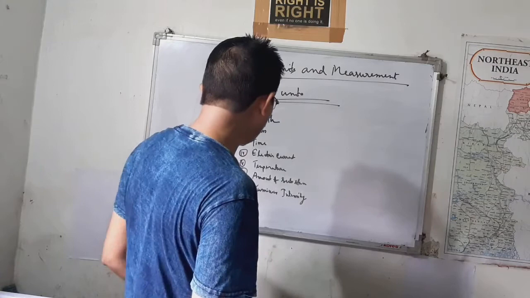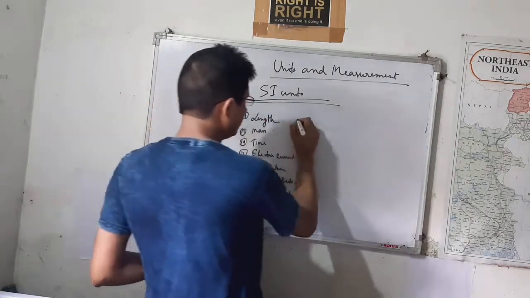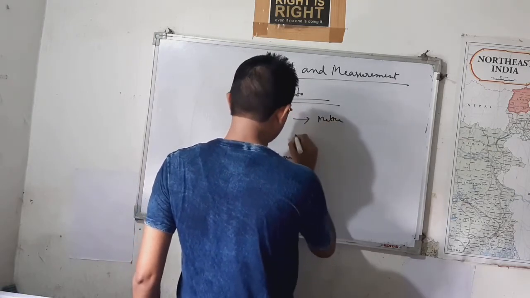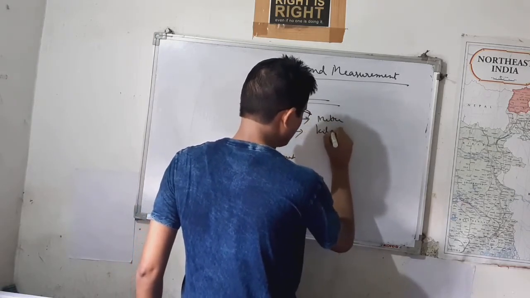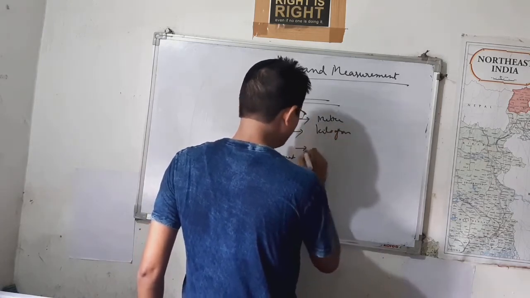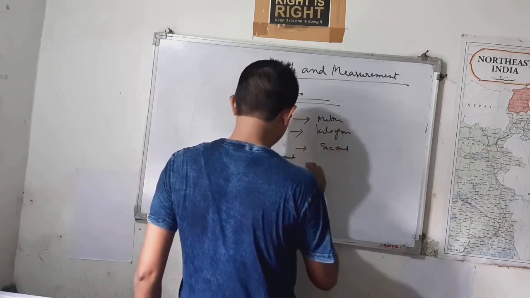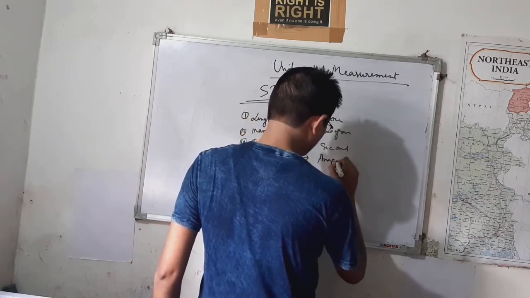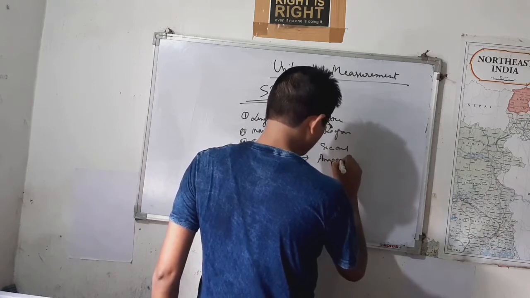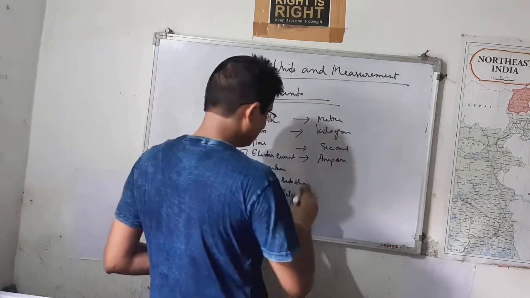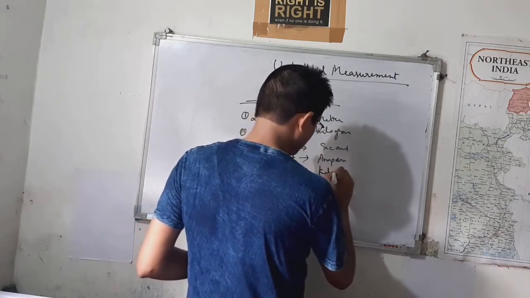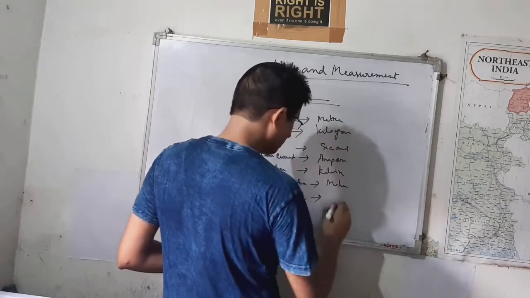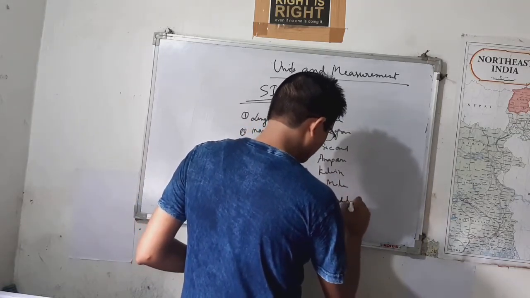So the unit of length in the SI system is simply meter, mass is kilogram, time is second, electric current is ampere, temperature is Kelvin, amount of substance is mole, luminous intensity is candela.